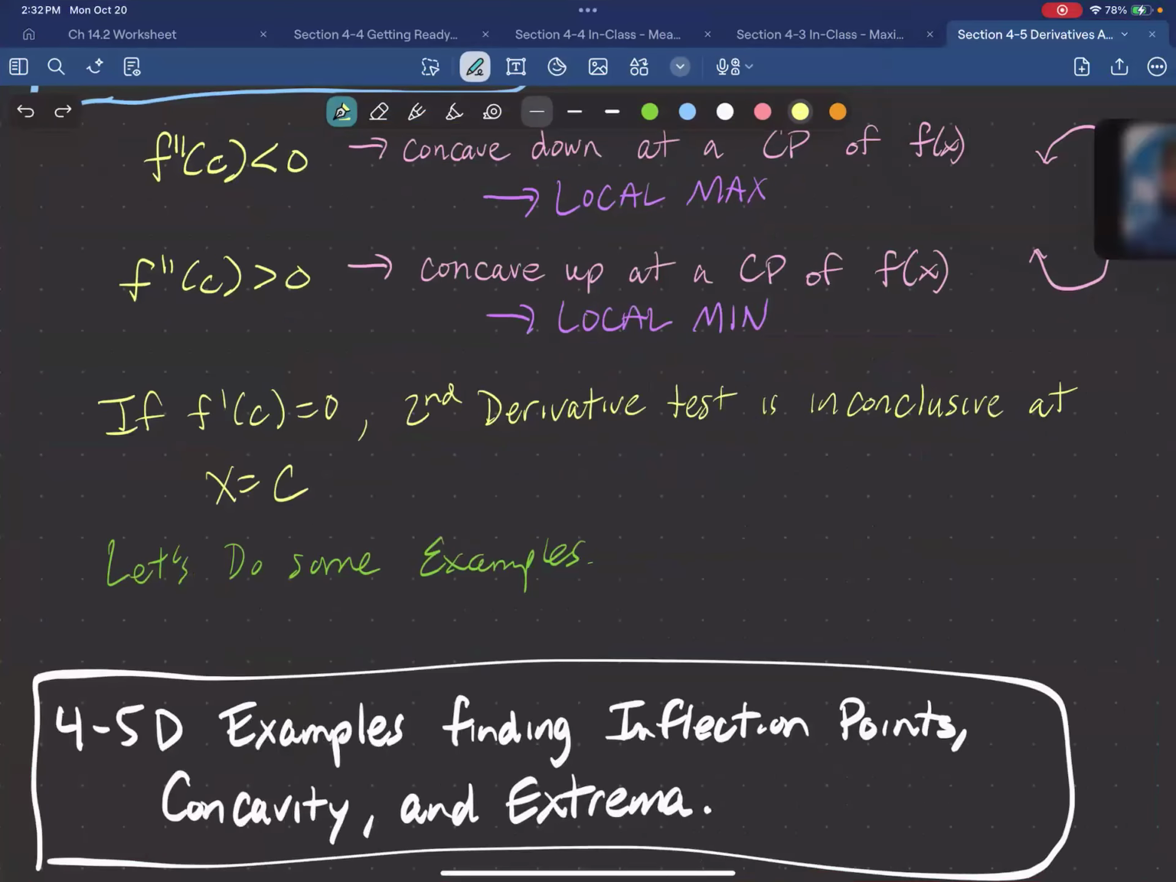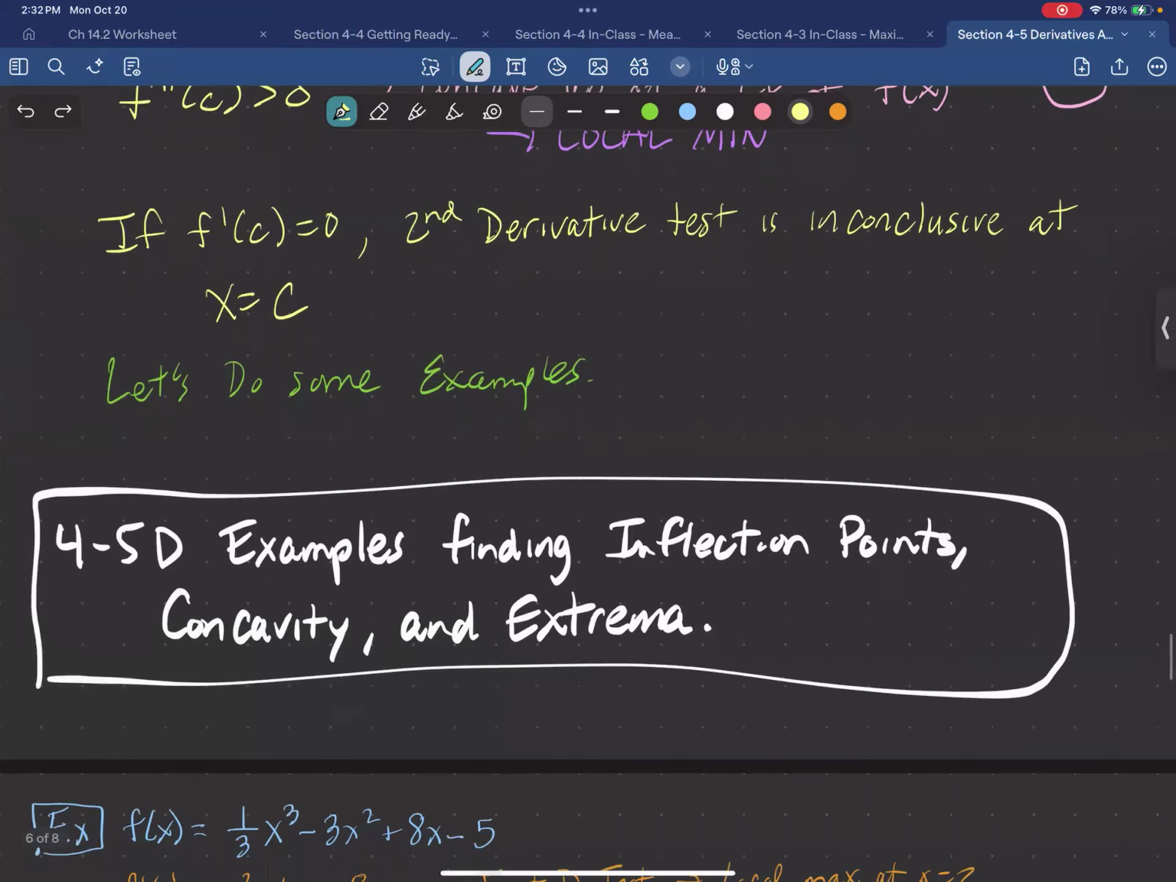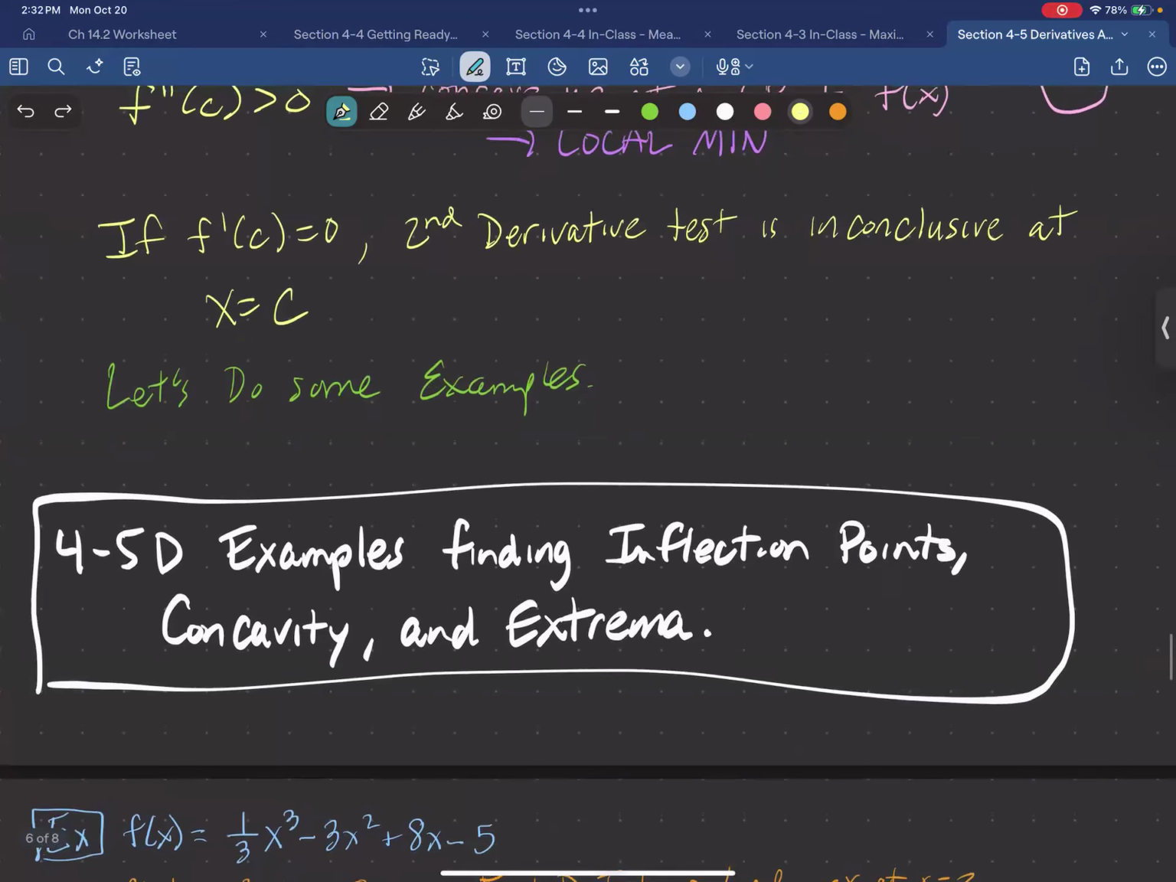All right, we got one section left. Welcome back, everybody. Let's get down to it. We're gonna do examples. We're gonna find inflection points, concavity, and the extrema, local max and local min.